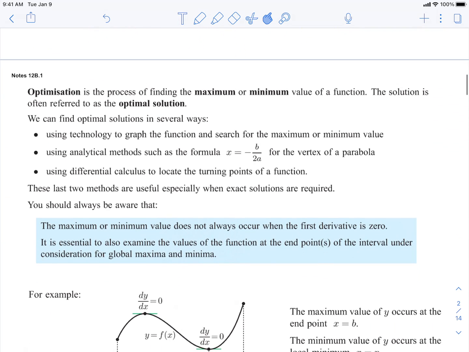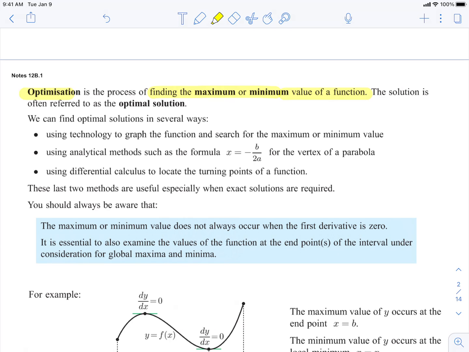So optimization is our next concept that we're going to learn. Optimization is the process of finding the maximum or minimum value of a function. The solution is often referred to as the optimal solution. We can find these optimal solutions in several ways.